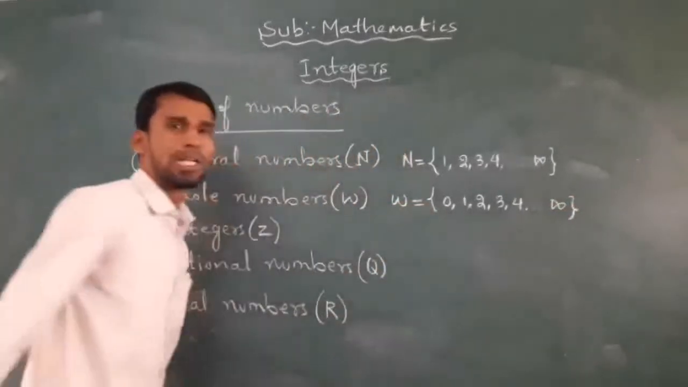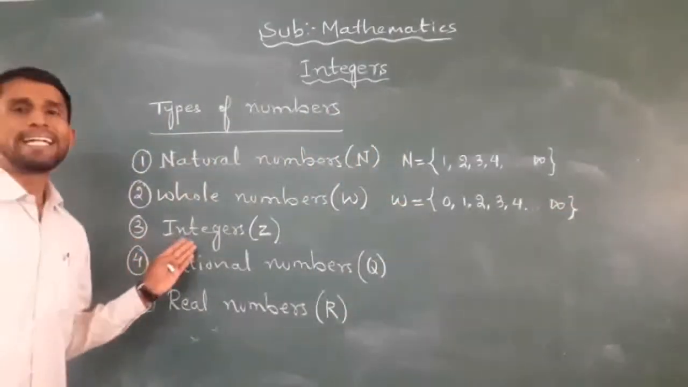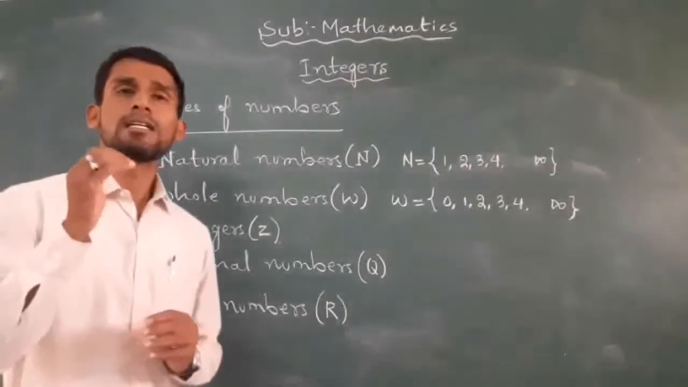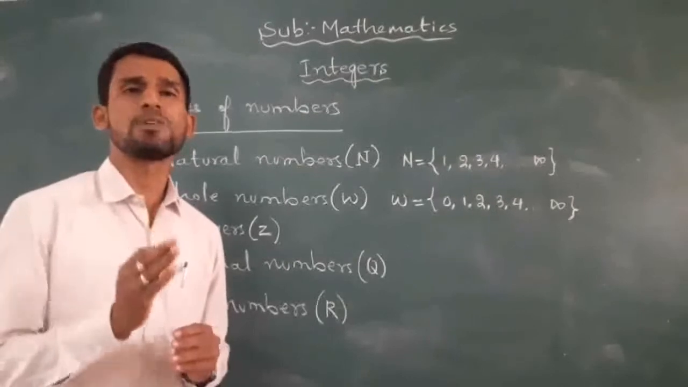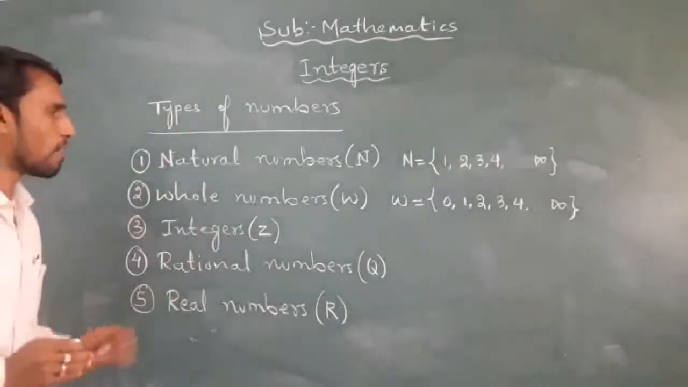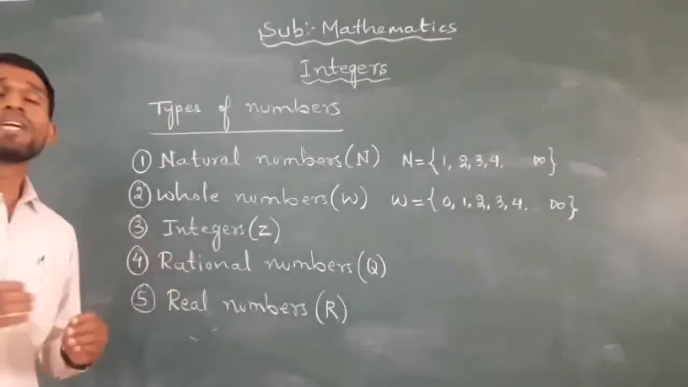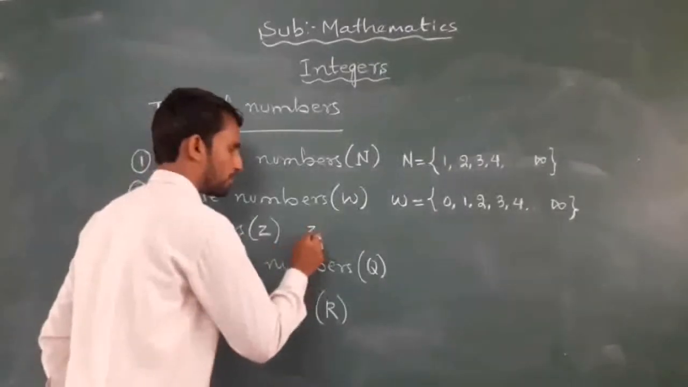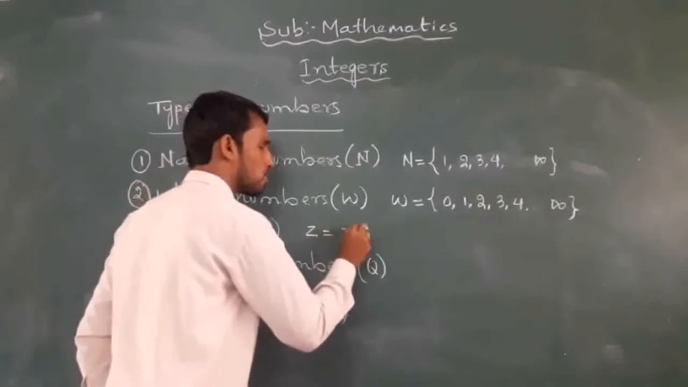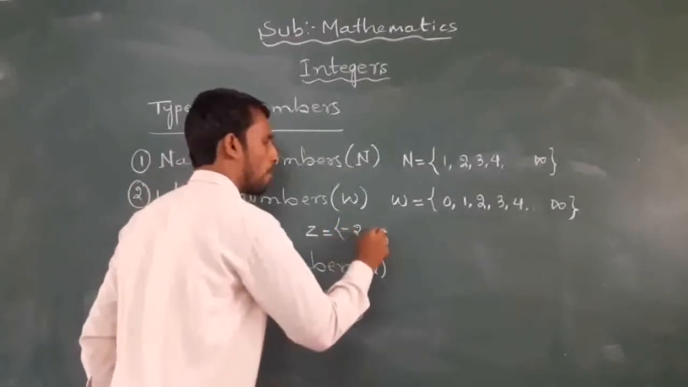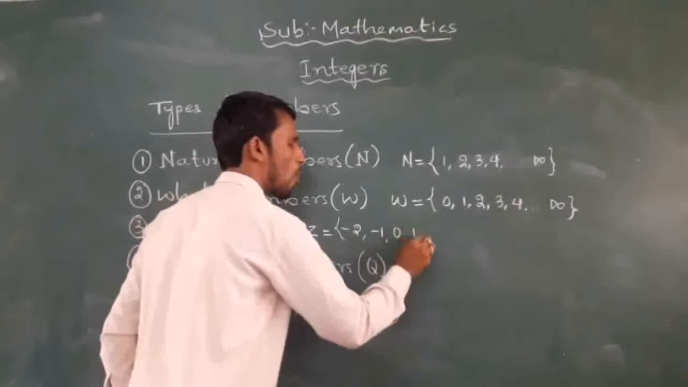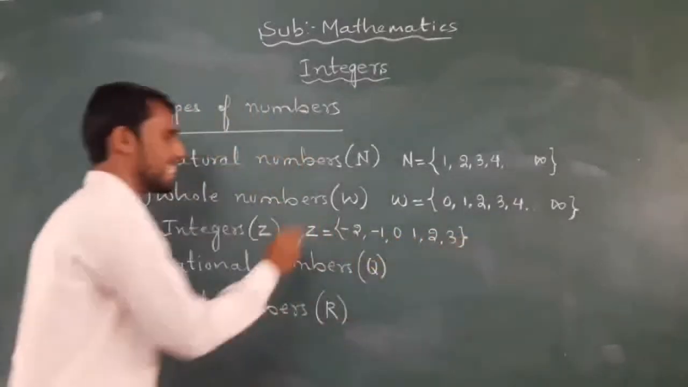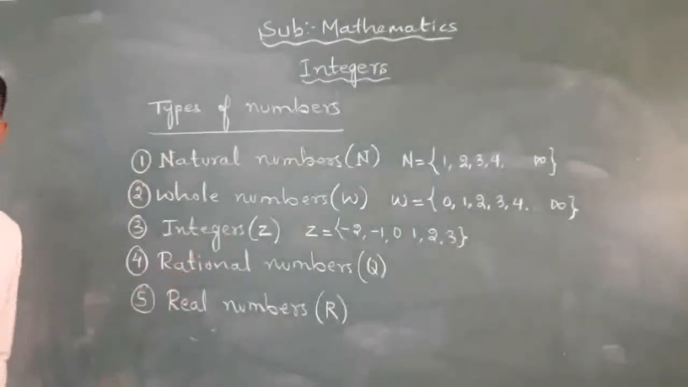These are whole numbers. Third one, integers. Numbers including negative numbers and positive numbers are called integers. Integers are indicated by the letter Z. Example: -2, -1, 0, 1, 2, 3, up to infinity. These numbers we call integers.